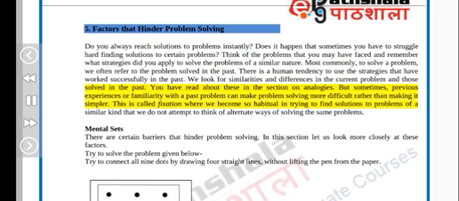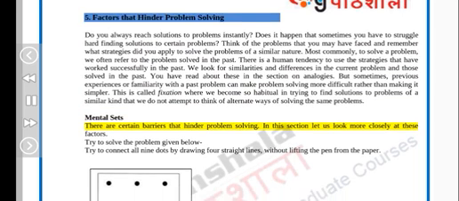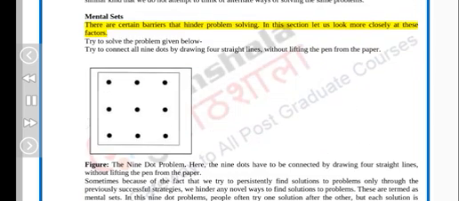But sometimes, previous experiences or familiarity with a past problem can make problem solving more difficult rather than making it simpler. This is called fixation, where we become so habitual in trying to find solutions to problems of a similar kind that we do not attempt to think of alternate ways of solving the same problems. Mental sets. There are certain barriers that hinder problem solving. In this section, let us look more closely at these factors.